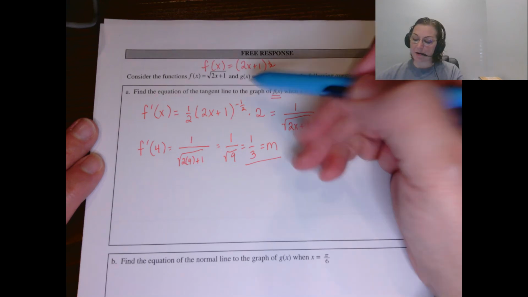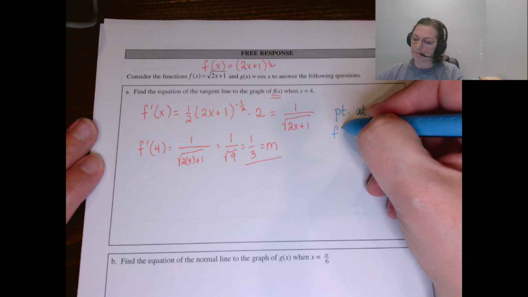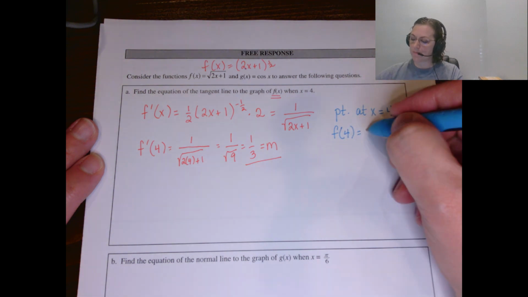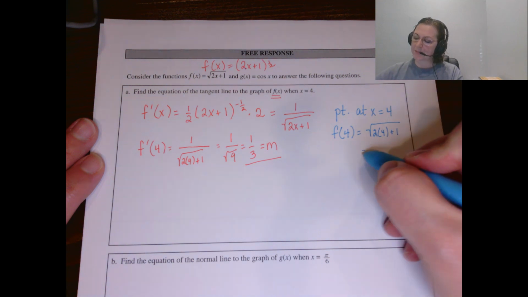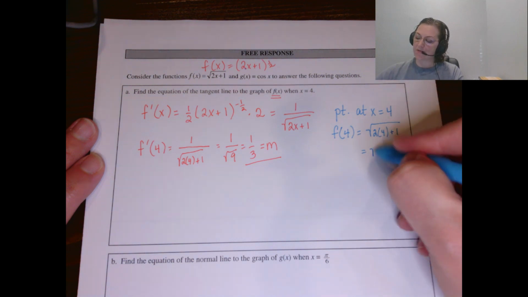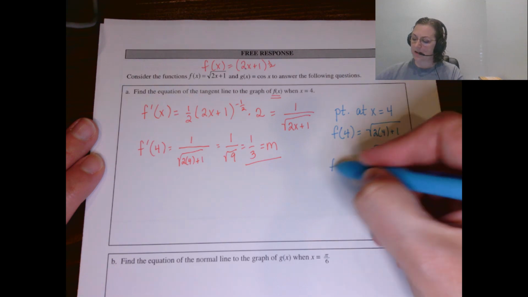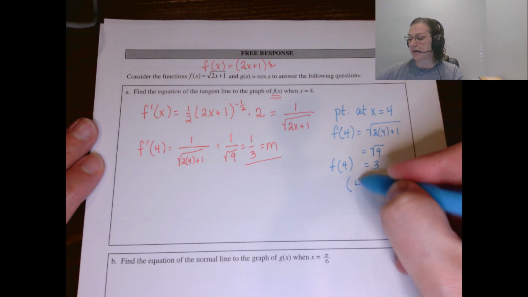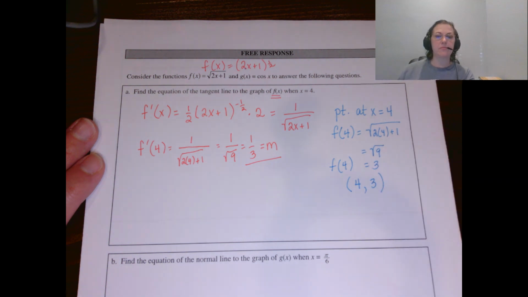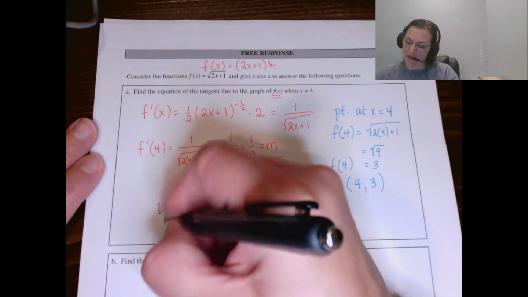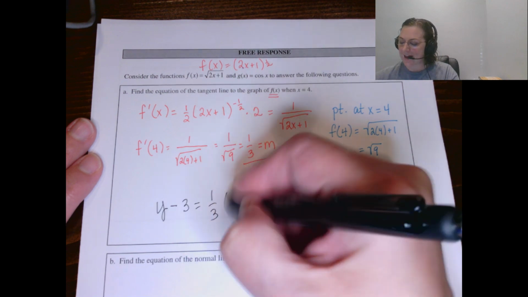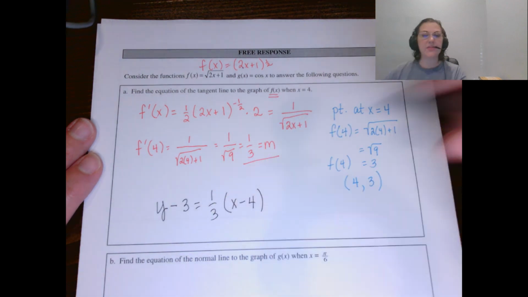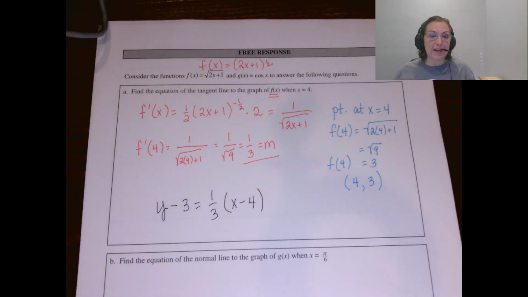So we're going to go back to our function, and I'll probably use it in the square root form, and we're going to find the y value. So that tells me that f of 4 is the square root of 9, which is 3. That means we're going to use the point (4, 3). Let's put that all together for the equation of our tangent line. y minus 3 equals 1/3 times (x minus 4). And that's the equation of my tangent line.